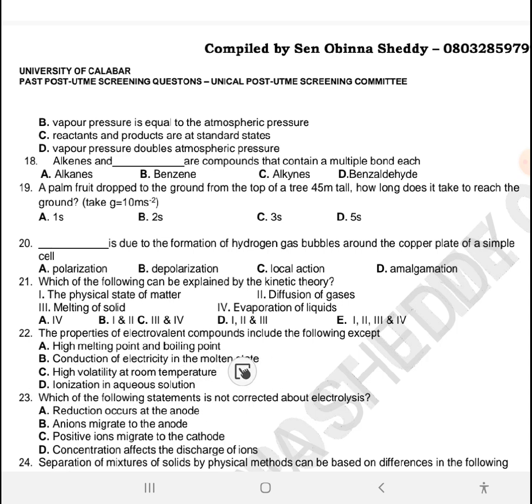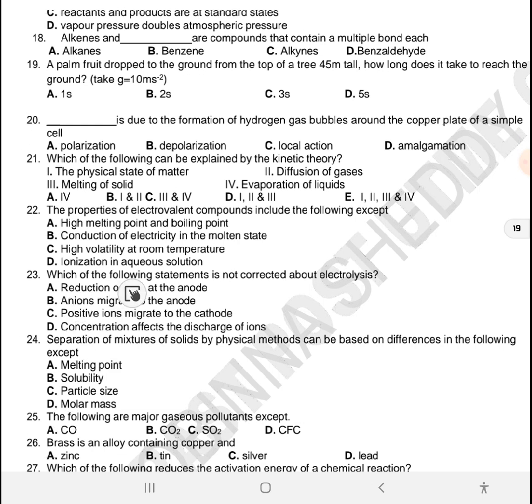Conduction of electricity, A and B is correct. High volatility at room temperature. No. Let's see then. Ionization in aqueous solution. Number 22 is option C. That is not one of the properties or characteristics of electrovalent compound. Option C. 23. Which of the following statements is not correct about electrolysis?